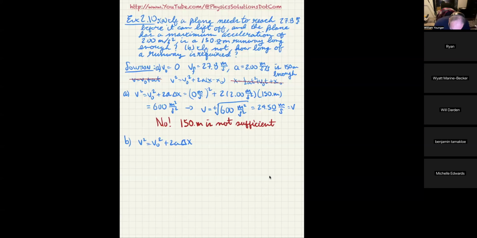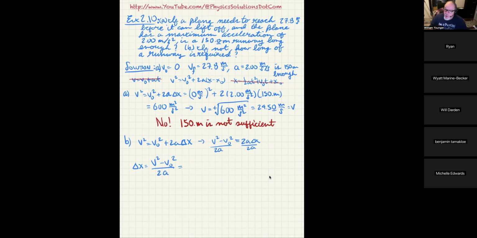Now, if I wish to solve for delta x, what I'm going to do is subtract v0 squared from both sides. So I get v squared minus v0 squared is equal to 2a delta x. Now I'm going to divide both sides by 2a. And when I do that, I get delta x is equal to v squared minus v0 squared over 2 times a. So now I'm going to plug this in.